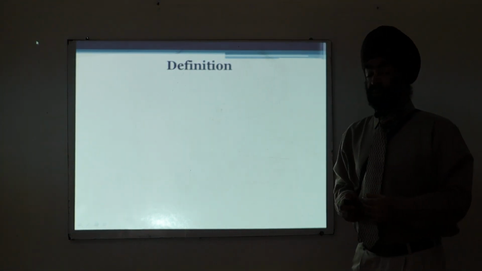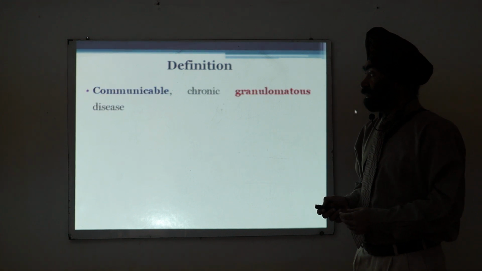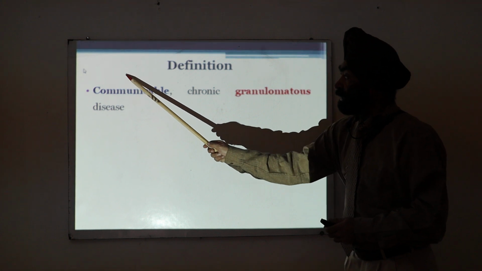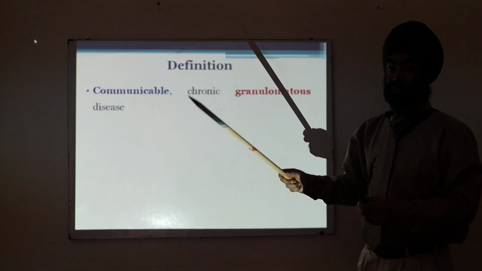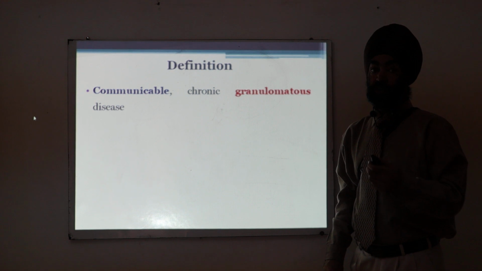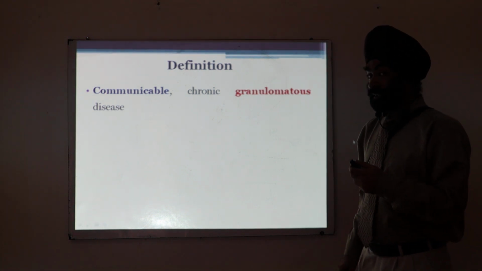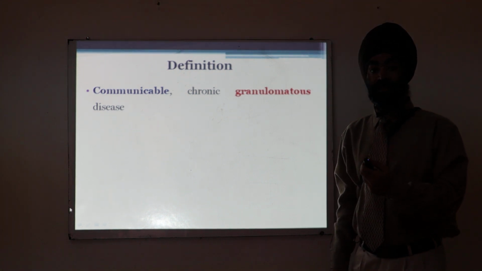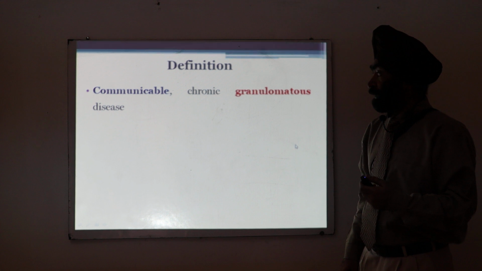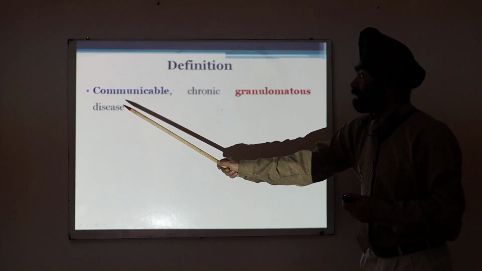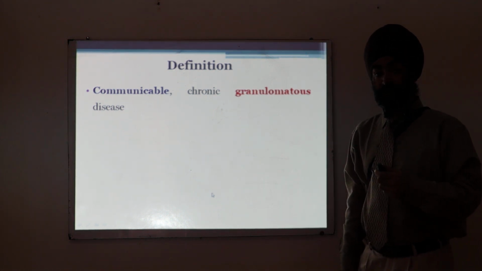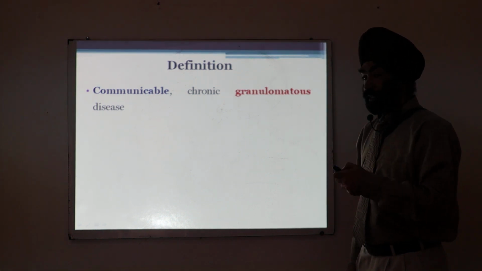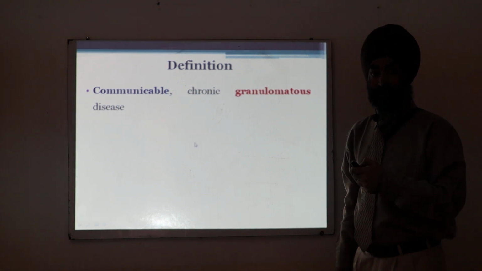So first I will go for the definition of tuberculosis. The first word that I have written is communicable. That means the disease can be spread from one person to another person. Second, I have written chronic. That means it is not an acute disease, it is a chronic disease. It persists for a period of time. And granulomatous disease. This disease is characterized by the presence of granuloma. I will discuss the granuloma in the subsequent slides. So it is a communicable, chronic, granulomatous disease.